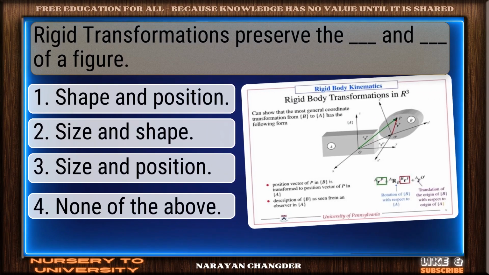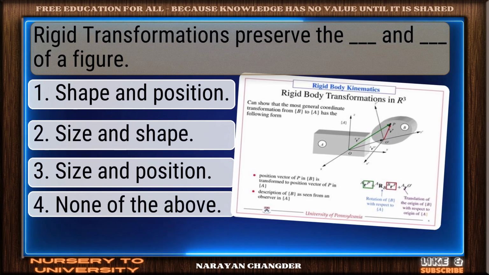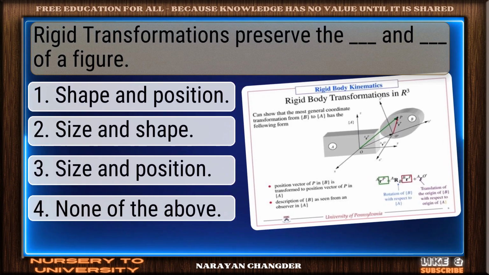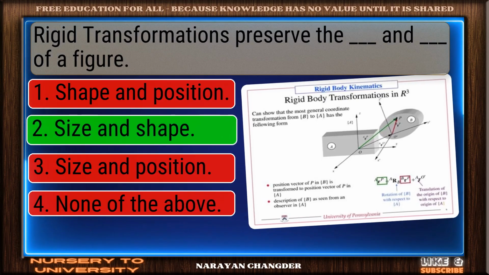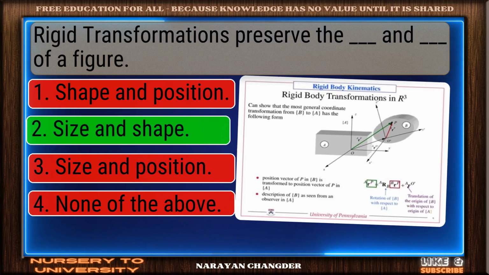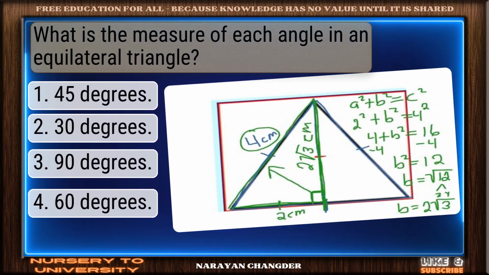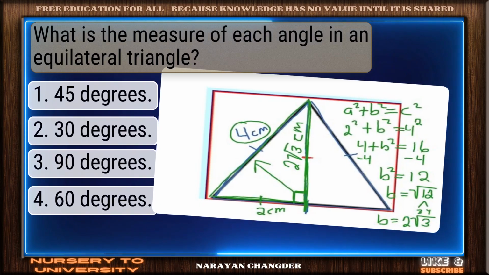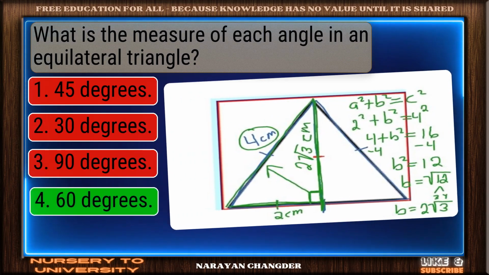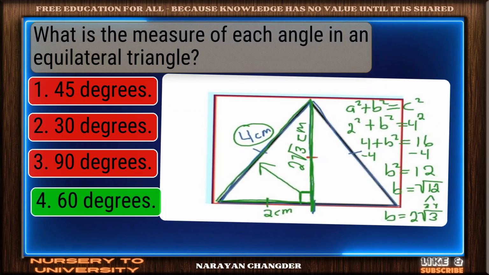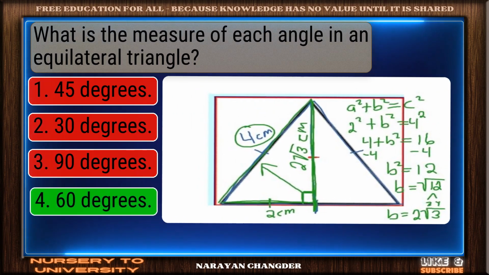Question number 31. Rigid transformations preserve the dash, and dash of a figure. Correct. Size and shape is the right answer. Question number 32. What is the measure of each angle in an equilateral triangle? Solid response. 60 degrees is a valid choice.